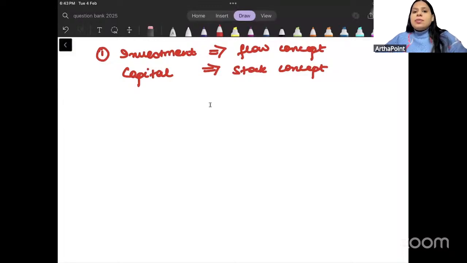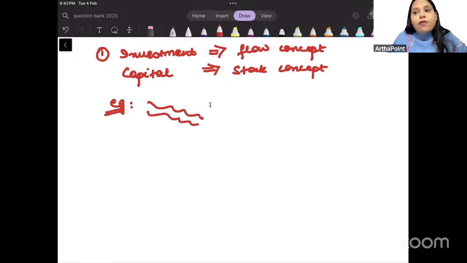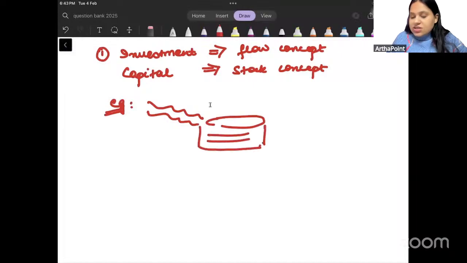Stock concept का क्या मतलब होता है? Flow means something which can keep adding up to the stock. Just for example, when we say there is a river, it is a flowing concept. But when we say there is a lake in which water is getting accumulated, it's a stock concept. Okay? So capital is stock in nature.